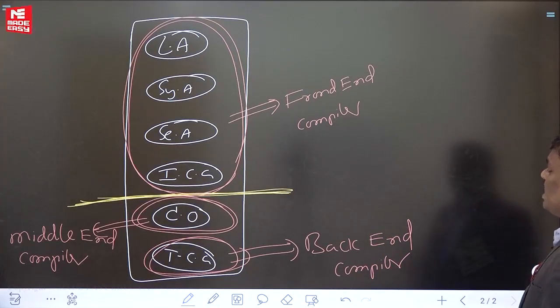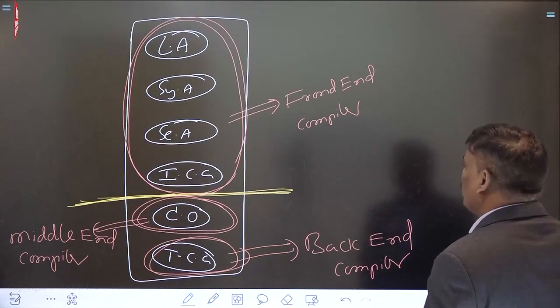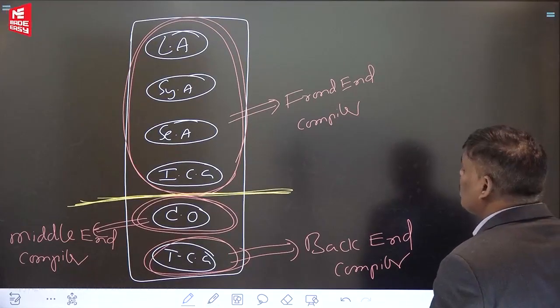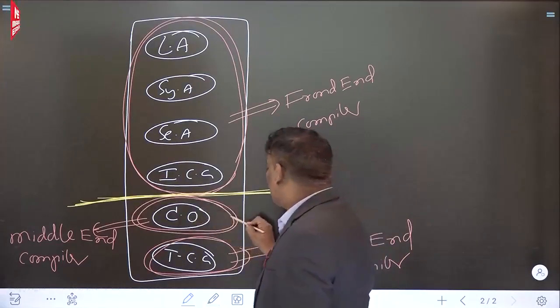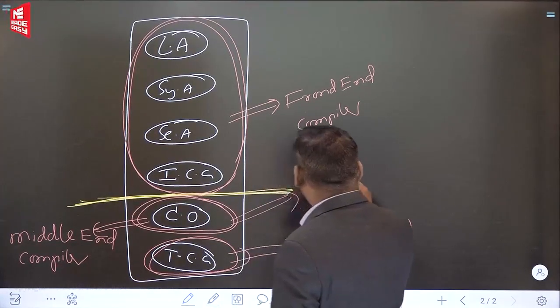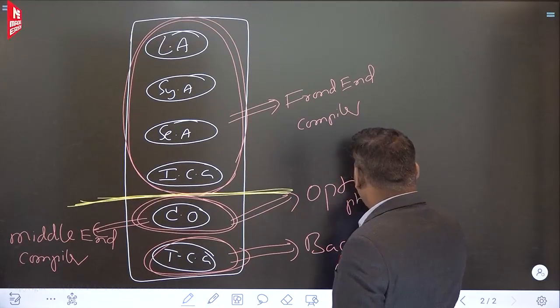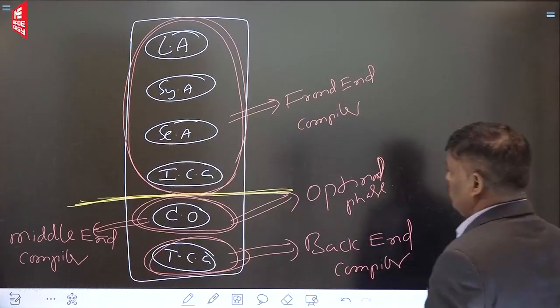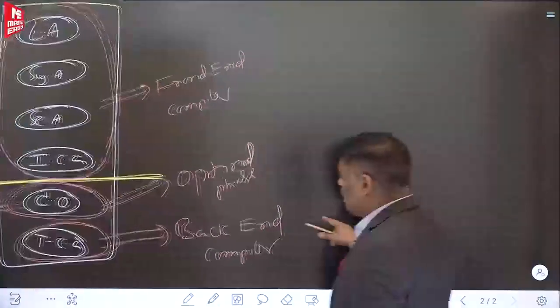Which belongs to the back end of the compiler? Target code, which is neither part of the front end nor part of the back end. Code optimization is also called the middle end of the compiler. I'm thinking you are a little bit okay. Next one, which phase of the compiler is optional? Code optimization. This is the optional phase of the compiler. That is also fine.